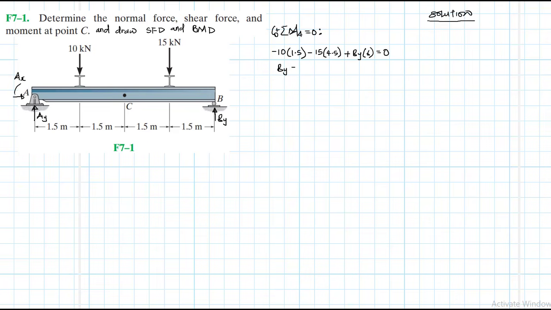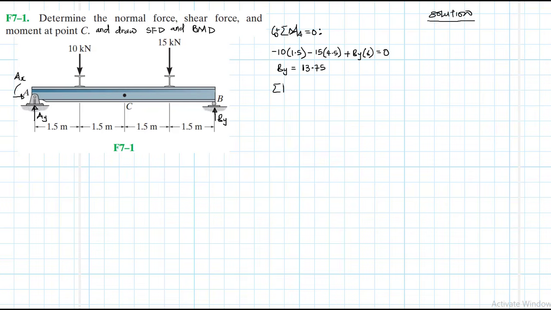Therefore, BY is going to be equal to, so we have minus 10 times 1.5 minus 15 by 4.5, and then divided by 6. So this gives us a 13.75. Okay, so this gives us a 13.75. So let's find the value of AY.